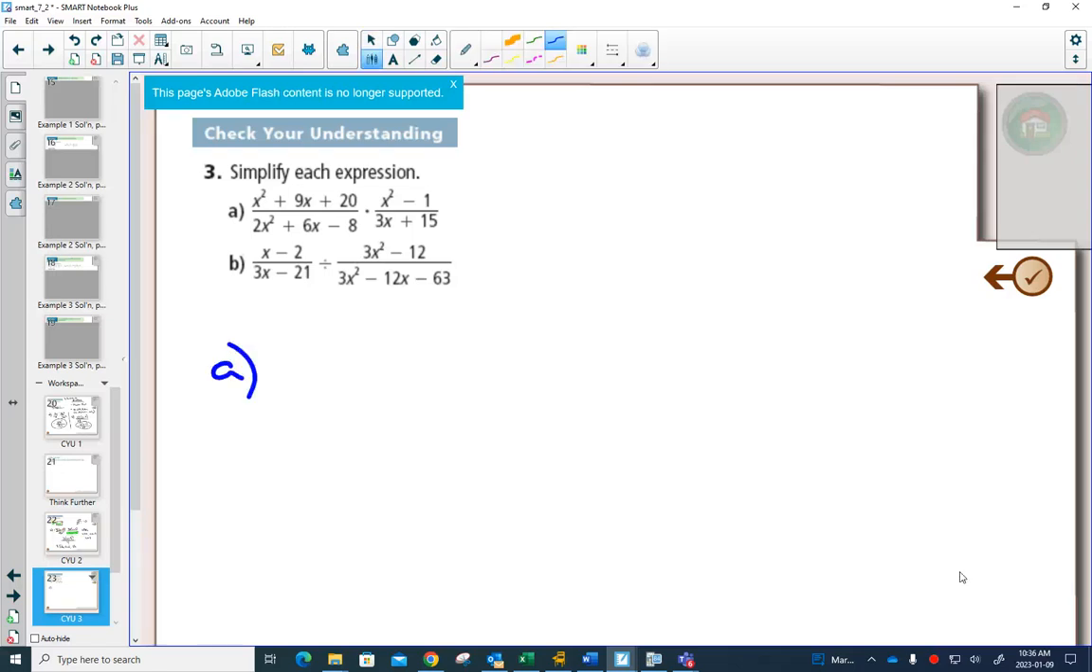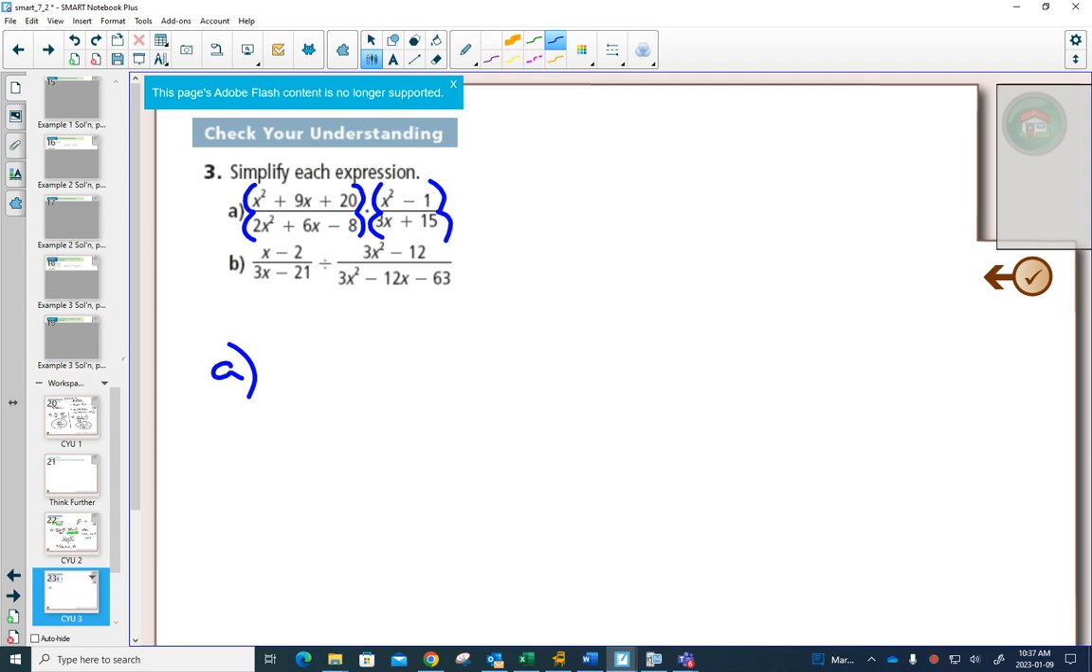And now they finally let us factor. So, currently, I'm going to just add some brackets here. Because on the top of this fraction it's x squared plus 9x plus 20, things that are added and subtracted automatically get grouped together. So I put blue brackets around that. X squared minus 1 would get grouped together. The 3x plus 15 grouped together. And the 2x squared plus 6x minus 8 would get grouped together.